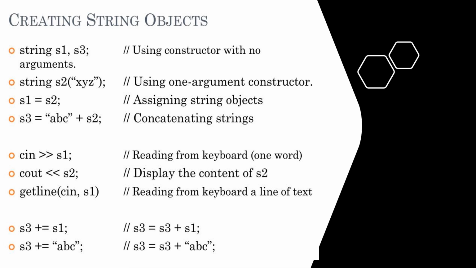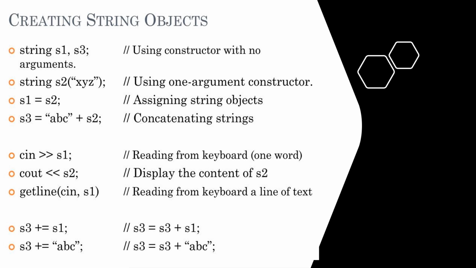In the second example, we are creating the constructor with arguments. In the double quotation we have declared the string. Then we are assigning the string object by s1 equal to s2, and we can concatenate strings by s3 equal to double quotation abc plus s2. We can concatenate like this by using the plus operator.